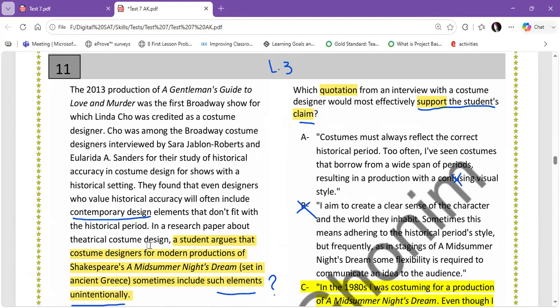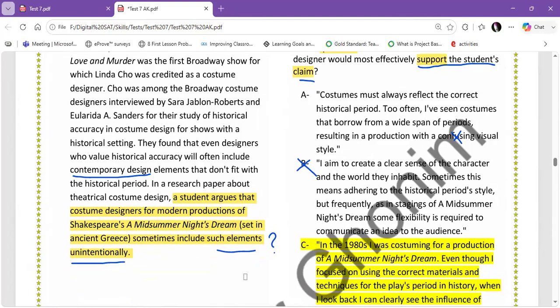Unintentionally. Let's look at A. Costumes must always reflect the correct historical period. Okay, too often I've seen costumes that borrow from a wide span of periods, resulting in a production with a confusing visual style. I need something to talk about contemporary design. Here he talked about the past again.